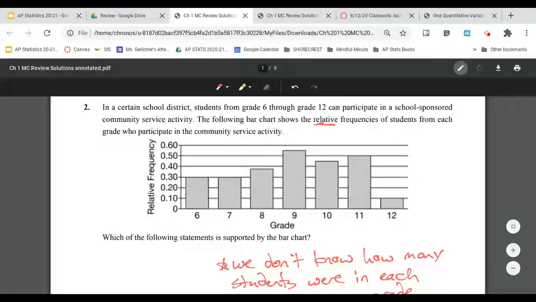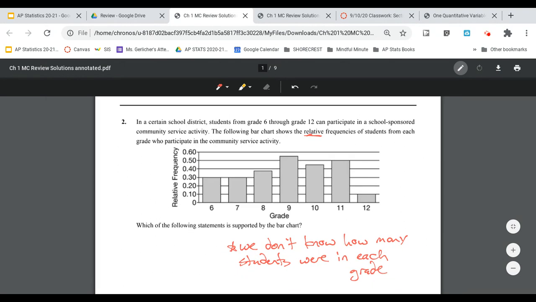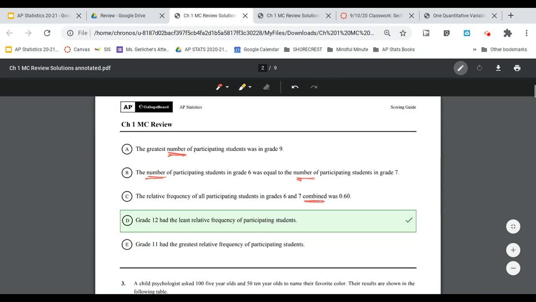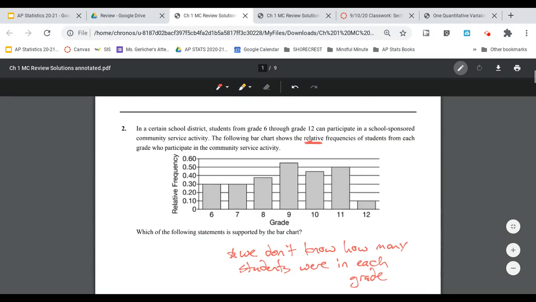Number 2, the big thing to notice here is that these are relative frequencies and that we don't know the number of kids in each grade. There might be a really big number of ninth graders. There might be a really small number of ninth graders. We don't know. So that is the key to figuring out which one works or not. So these ones in A and B, they keep talking about the number of students, and that we don't know because we don't know the total number of students. All we know is relative frequency here.